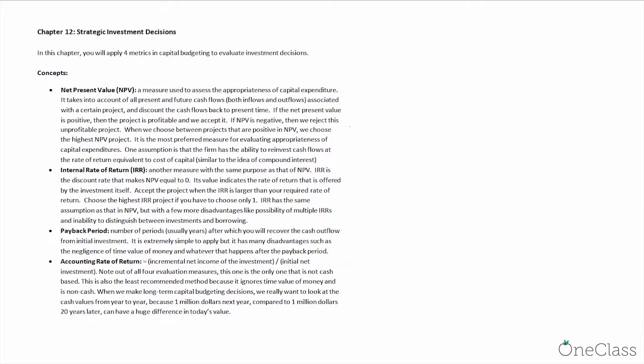The second most popular metric is the internal rate of return. It's another measure with the same purpose as NPV. IRR is the discount rate that makes NPV equal to 0. Its value indicates the rate of return that is offered by the investment itself. We accept the project whose IRR is larger than your required minimum rate of return. We choose the highest IRR project if you have to choose only one.